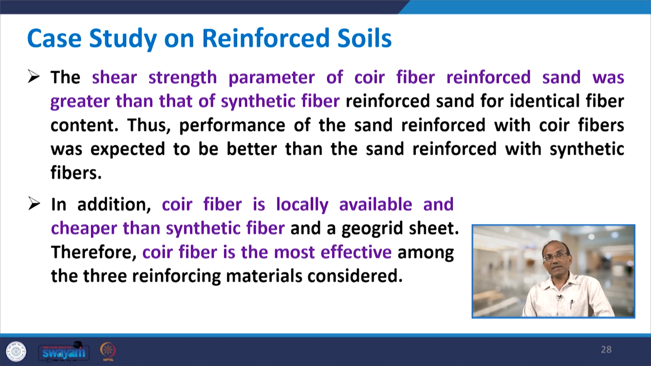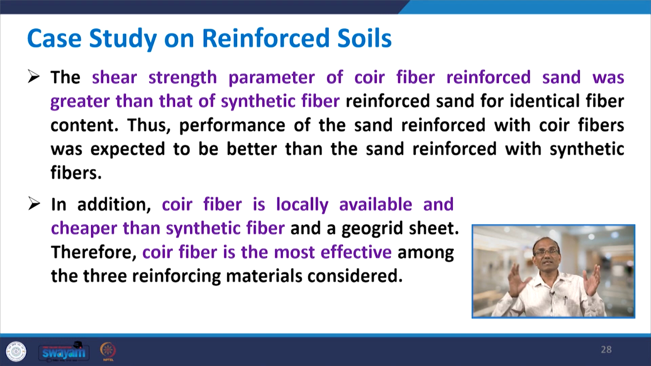The shear strength parameter of coir fiber reinforced sand was greater than that of the synthetic fiber reinforced sand for identical fiber content. Thus, the performance of the sand reinforced with coir fiber was expected to be better than the sand reinforced with synthetic fibers. In addition, coir fiber is locally available and cheaper than synthetic fiber and geogrid sheet. Therefore, coir fiber is the most effective among the 3 reinforcing materials considered.